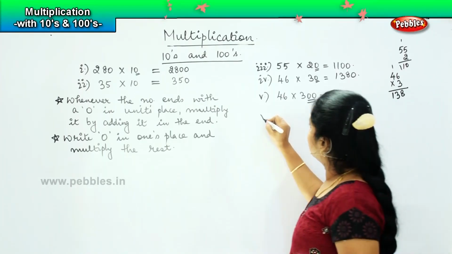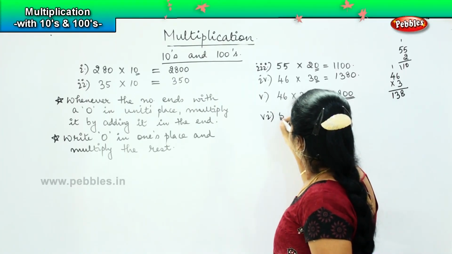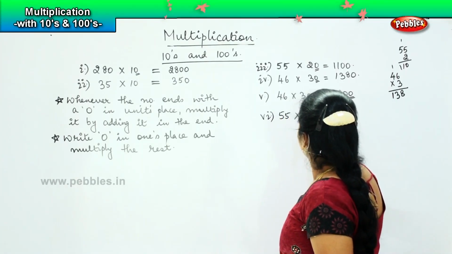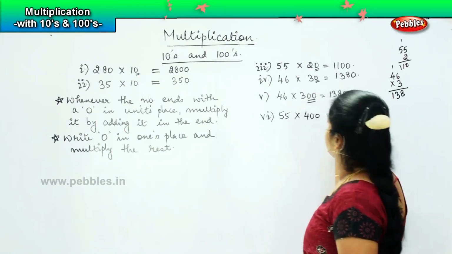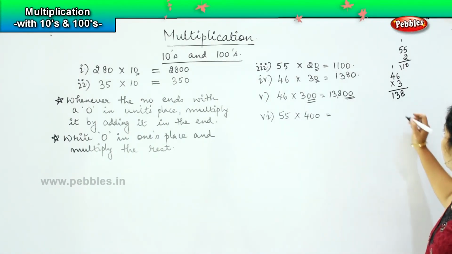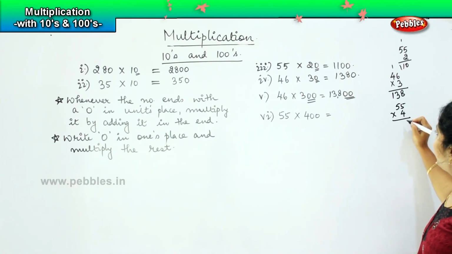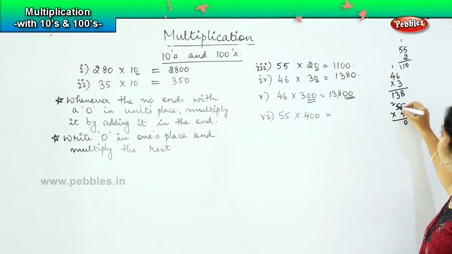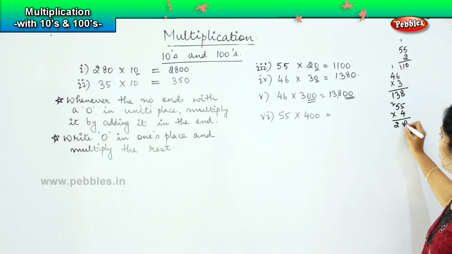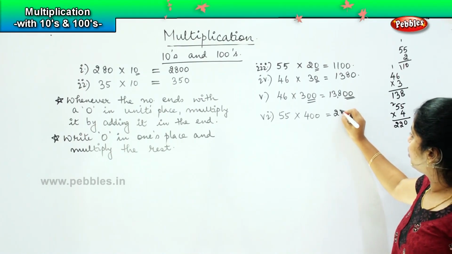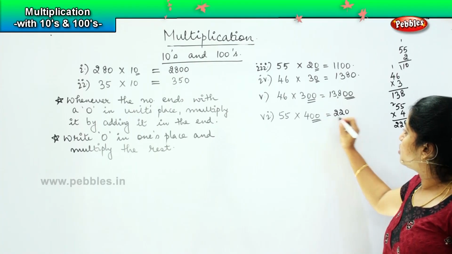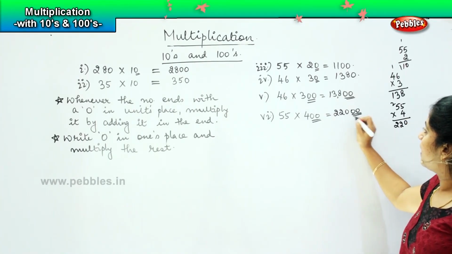Okay. Similarly, if I have say 55 into 400. So what will I do? 55 into 4, which is 5 fours are 20, 2, 5 fours are 20 plus 2, 22. So it will be 220 and these two zeros will be added towards the end.